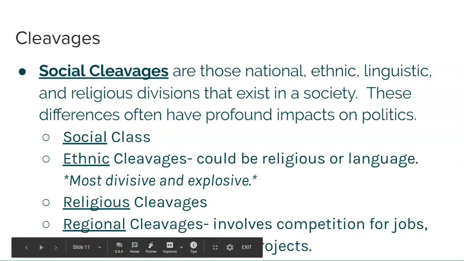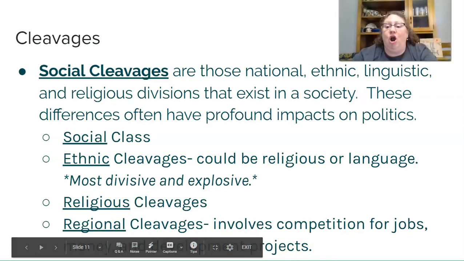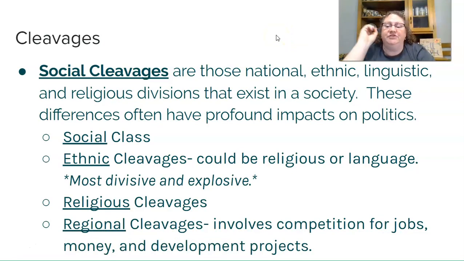So our last topic is cleavages. And so cleavages, simply put, are divisions. These are divisions that we see in society, and they can come in a variety of ways. Social cleavages are kind of our most common, but these are national, ethnic, linguistic, religious divisions that are in any society. So we have social class, ethnic, religious, regional.